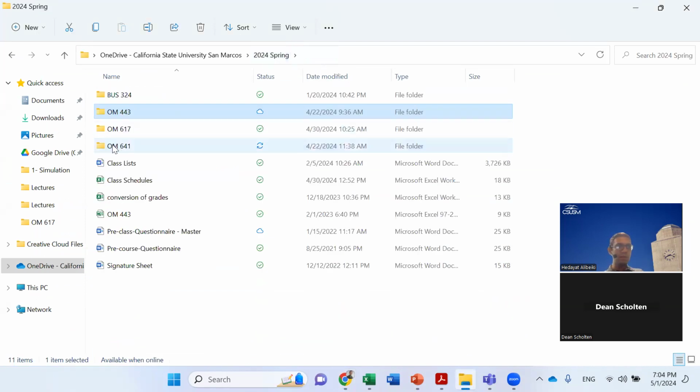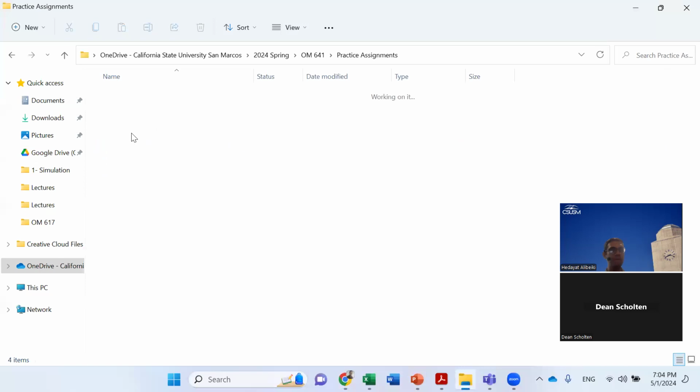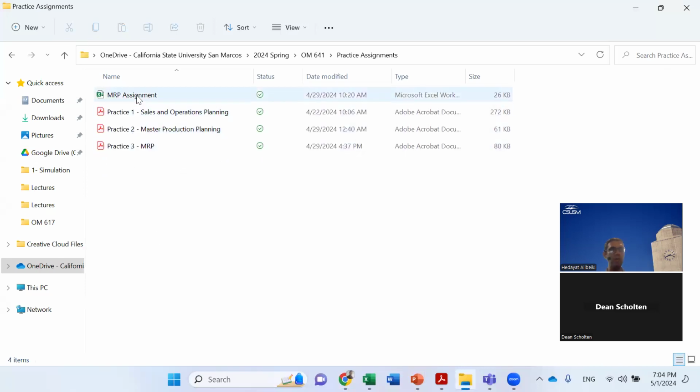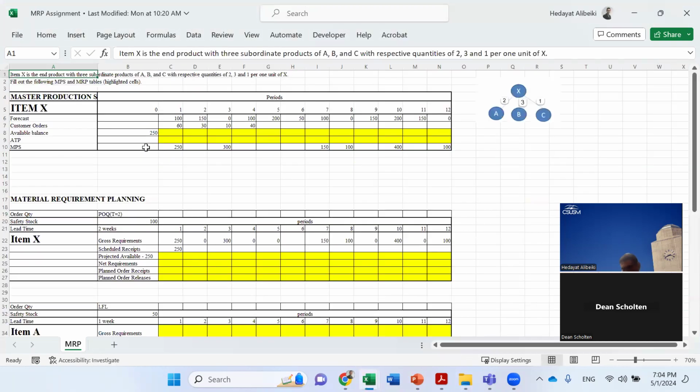Practice assignment 3. I also posted an Excel file on this one. Let me open this one and the practice file, because I want to show you how to get this. I already showed you on this file, but I just want to take the time to show you.